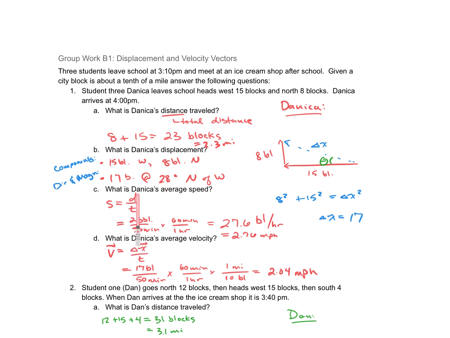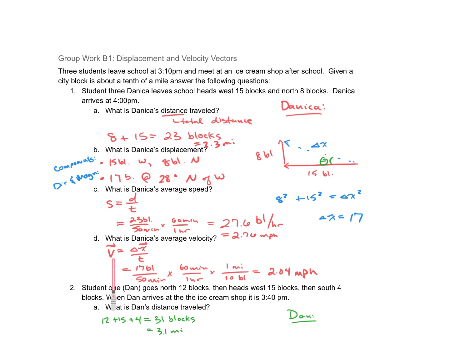Her speed is the distance divided by the time, and so we solved for distance up here. That's 23 blocks in 50 minutes. She went from the school to the ice cream shop in 50 minutes. To convert that into hours, I just multiplied by 60. So that gives us 2.76 miles per hour.